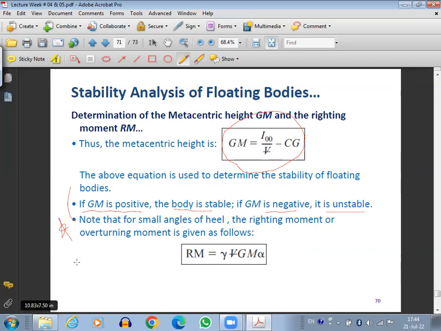You could be asked, what are the stability criteria for the immersed objects? What are the stability criteria for floating objects? So this is the stability criteria for floating objects. You have to look at GM. GM is the metacentric height. If this is positive, stable. Negative, unstable. 0, neutrally stable.